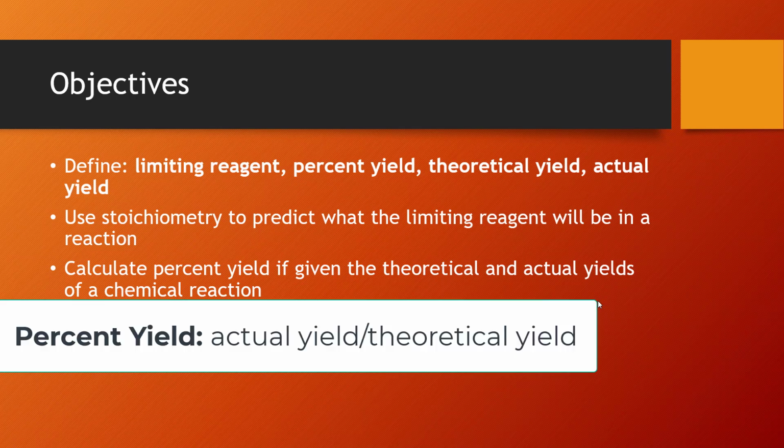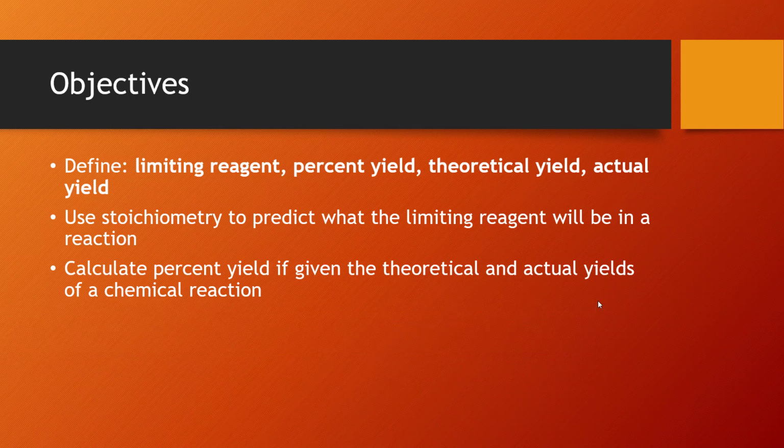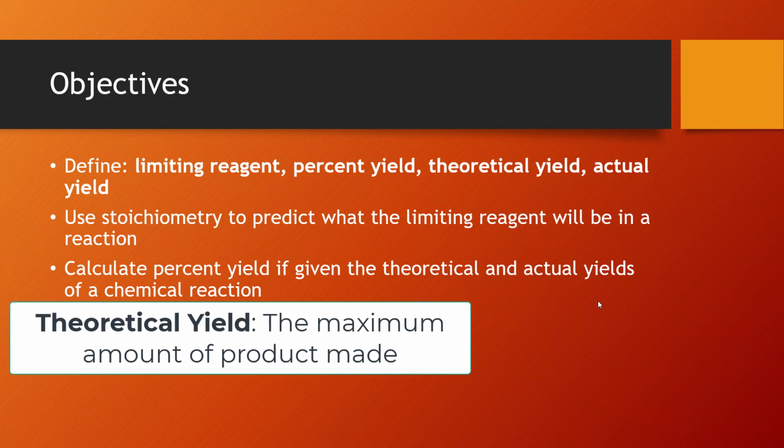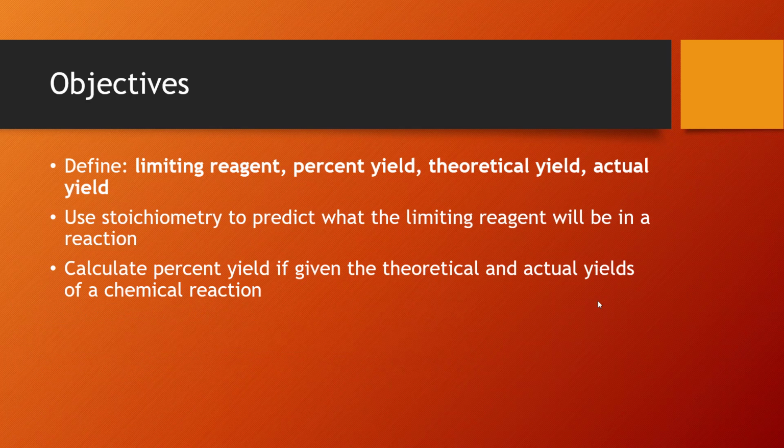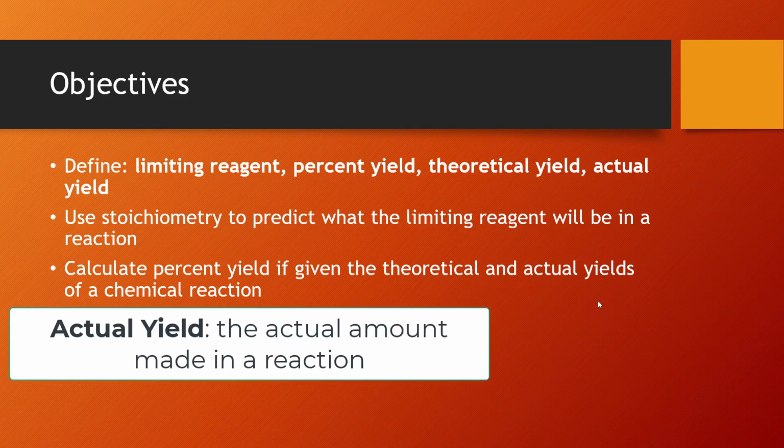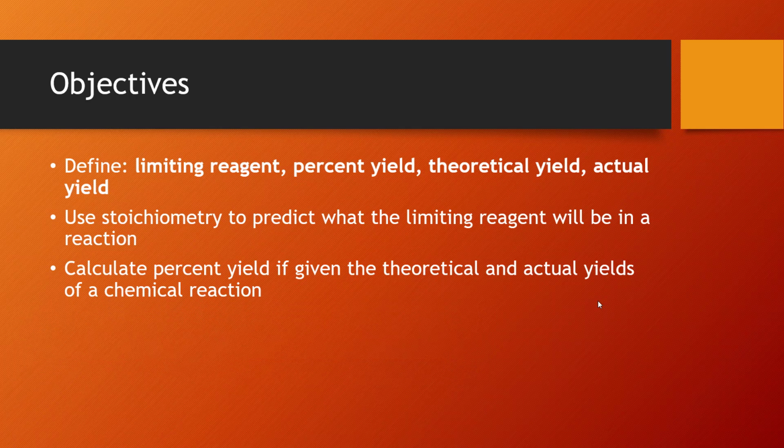Percent yield, this is how much you actually make divided by how much you theoretically could be making. Theoretical yield is, well, how much you theoretically could make. So if the limiting reagent is used up entirely, you'll get a theoretical yield of a certain amount of grams. The actual yield is what actually happens, and it's usually less than the theoretical yield because, well, side reactions happen and incomplete reactions can happen.